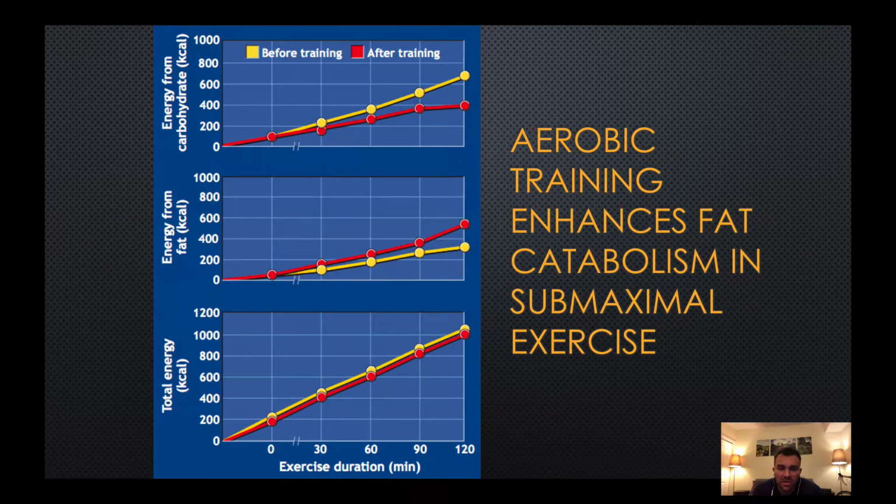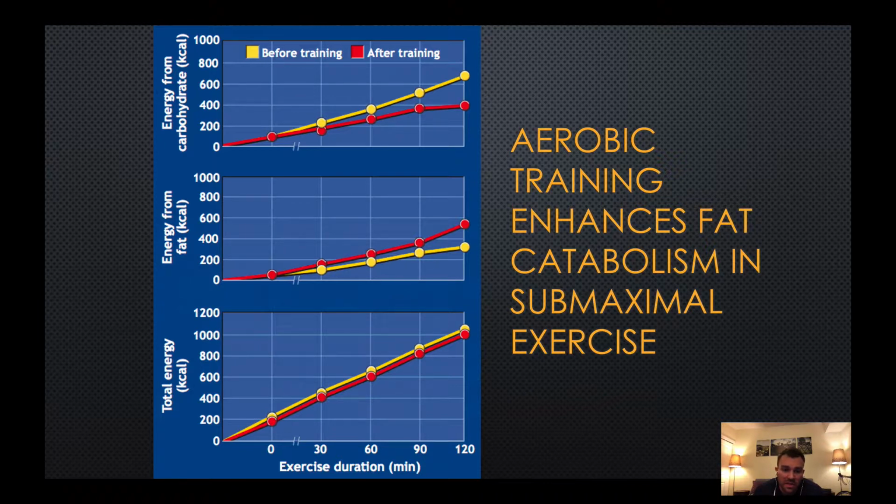I guess I probably should have slid this slide back one. But aerobic training enhances fat catabolism, which means fat breakdown in submax exercise. So if you have someone that prior to aerobic training protocol would be in the yellow, someone after a series of aerobic training protocols would be in the red, and you see that in the yellow, prior to training, most of their energy is coming from carbs, while less energy is coming from fats. Then after a training program, you'll see that they'll use less carbs as energy and utilize more fats.